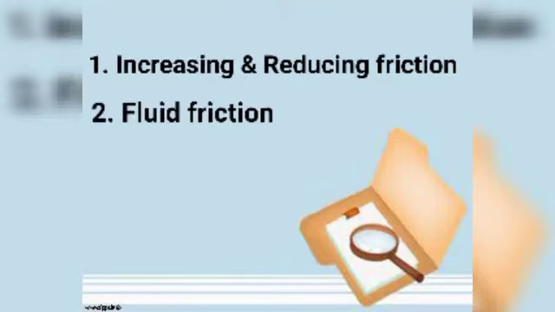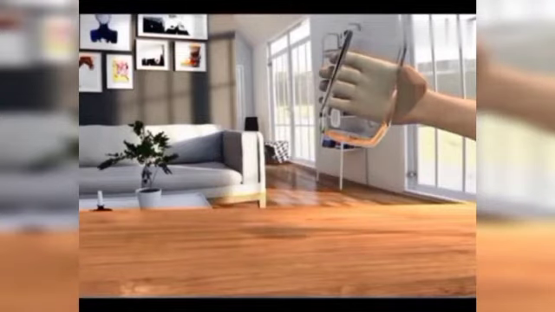In this video, we are going to learn ways of increasing and reducing friction and fluid friction. Increasing and reducing friction. You can easily hold a glass tumbler in your hand. But will the same be true if the outer surface of the same glass tumbler is made greasy or has cooking oil applied over it?